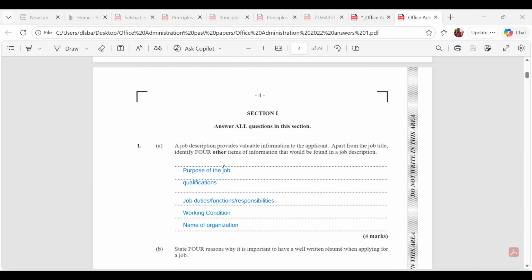But you see the duties, qualifications, who you report to, where you'll be assigned, as in which departments, etc.